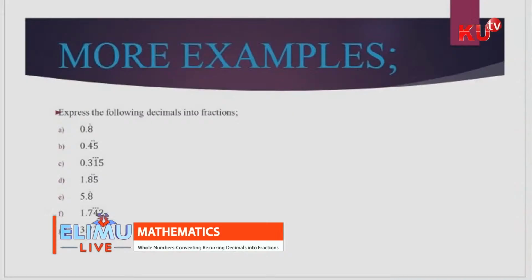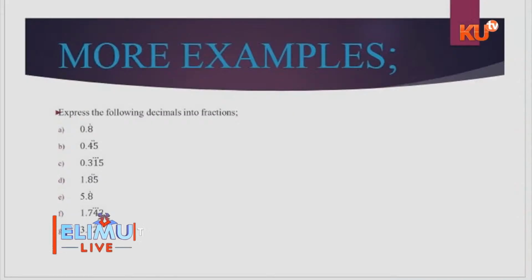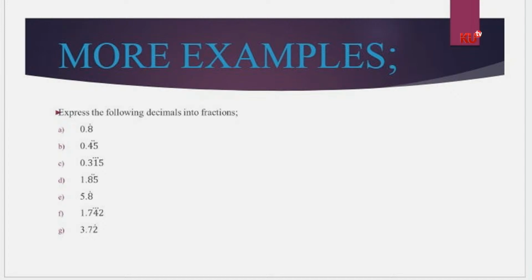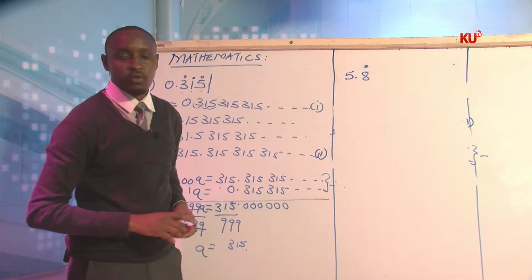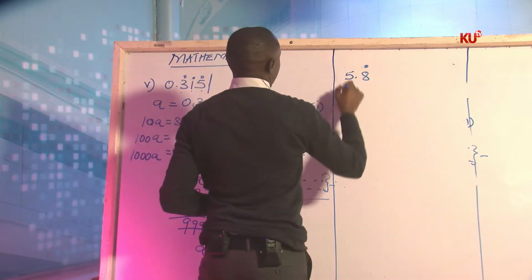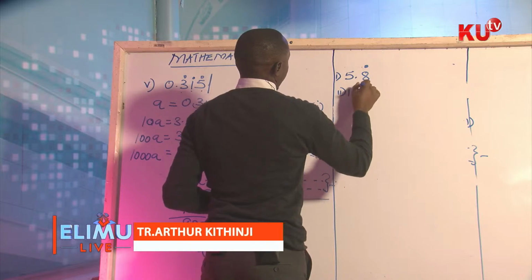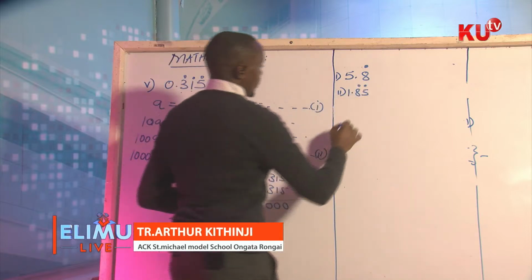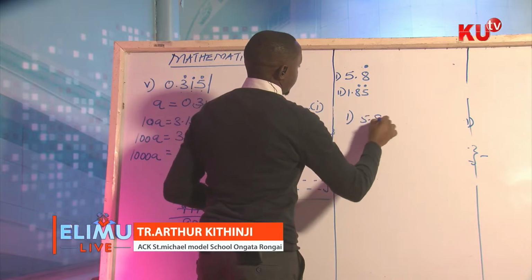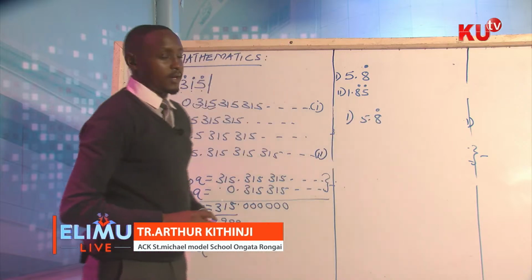We have some other different examples whereby we have a whole number starting, like we have 5 point something. We had on our screen 5.8, where 8 is recurring. We also have 1.85, where 8 and 5 are recurring. So let's start with 5.8 where 8 is recurring.